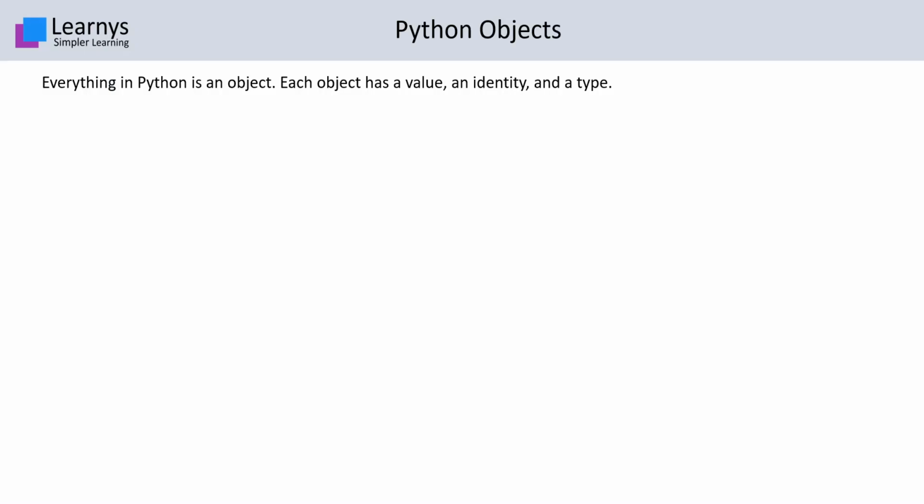So we know that everything in Python is an object, and each object has a value, an identity, and a type. Let's see each of them one by one.